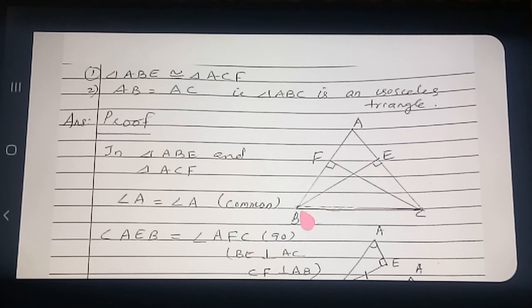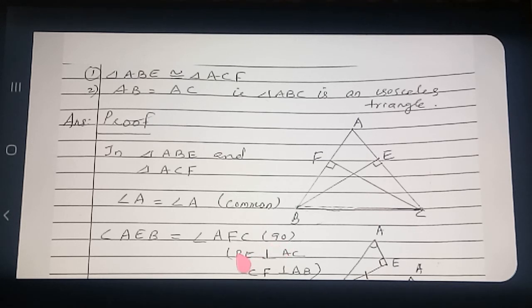What's the reason? BE is an altitude to AC and CF is an altitude to AB, already given. Altitude means perpendicular to that side. BE is perpendicular to AC and CF is perpendicular to AB also. Therefore, it is 90 coming. Therefore, angle AEB is equal to angle AFC. Reason written in the bracket: 90 degree.